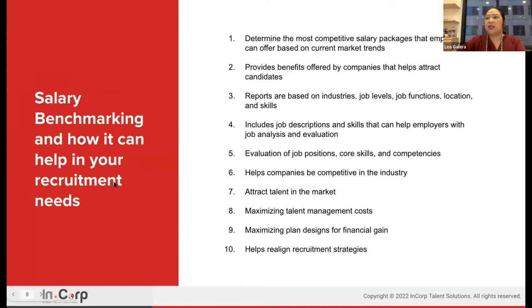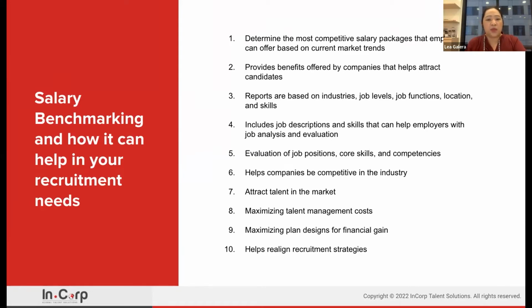And just to briefly run through what salary benchmarking is and how it can help you in terms of your recruitment needs. First, you need to determine the most competitive salary, because salary benchmarking can help you determine the most competitive salary packages that employers can offer based on the current market trends. It can also provide benefits offered by companies that help attract candidates. So probably you have benefits that you're not presently providing but your competitors are, that you can incorporate if you have the budget for it, or move around some of the benefits, so at least you can still provide your employees with the best benefit package.